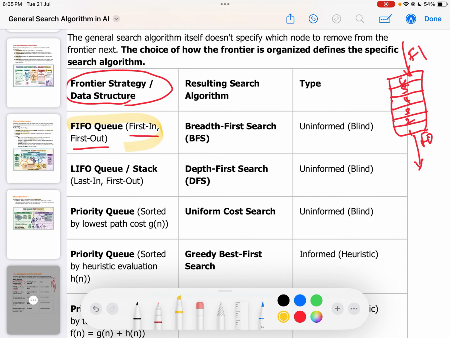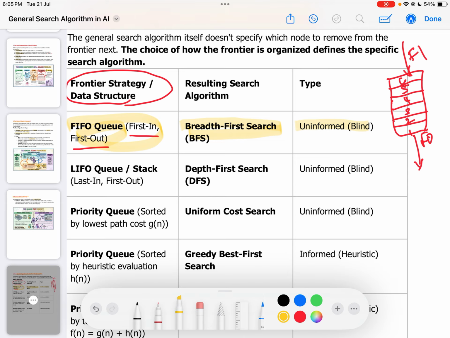Basically, if this data structure is used, then it chooses breadth first search algorithm. And this is an uninformed type of search. What do you mean by uninformed? It's a blind search, meaning the path cost and the goal state are not known to the search. A search doesn't know the goal state and the path cost.